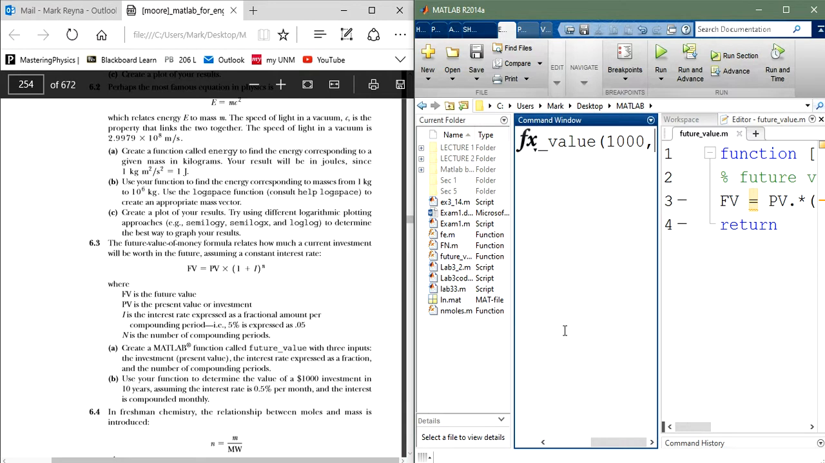They want 10 years, compounded monthly, so that's going to be 10 times 12. There's 12 months in a year. And then, oh, I forgot one number because they went out of order. They want the interest rate to be 0.5%, which is 0.05.